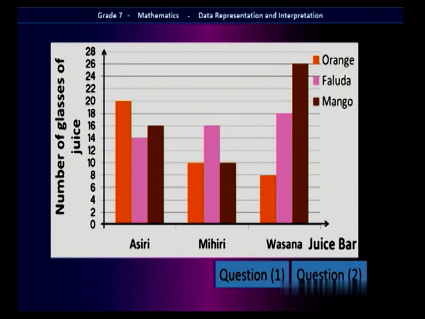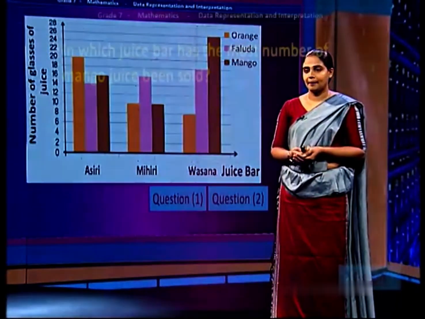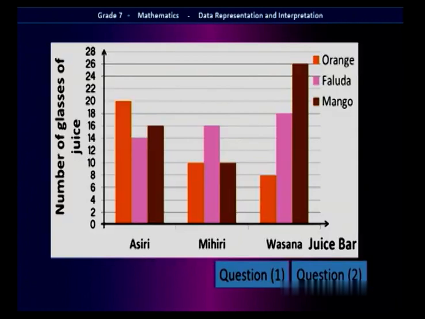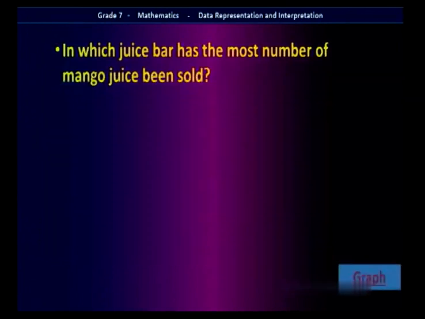Now we have to write down some answers for some questions. Now I am giving some questions. Question 1. In which juice bar has the most number of mango juice been sold? What is the question? In which juice bar has the most number of mango juice been sold? Let's go to the graph now. Then read the bars. Height of the bars. Which is the highest one? Then what is your answer? In Vasana juice bar, we selected the answer.